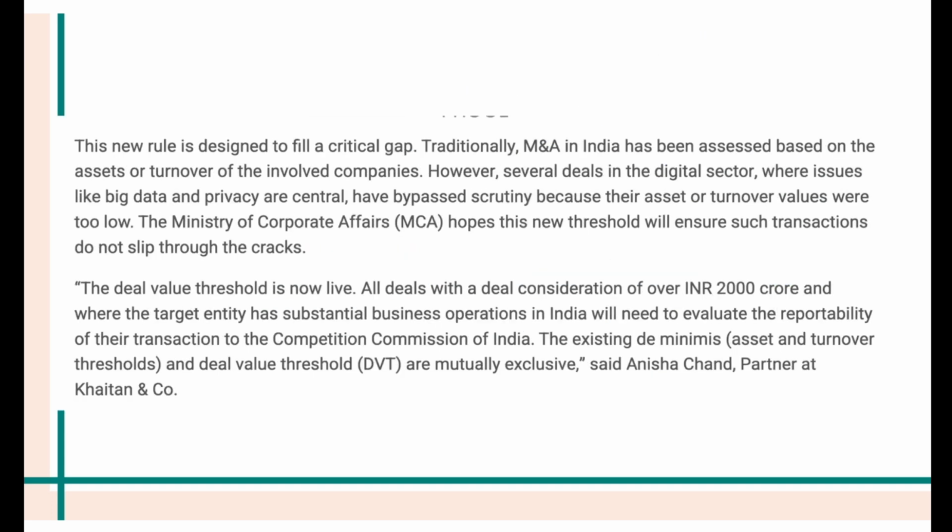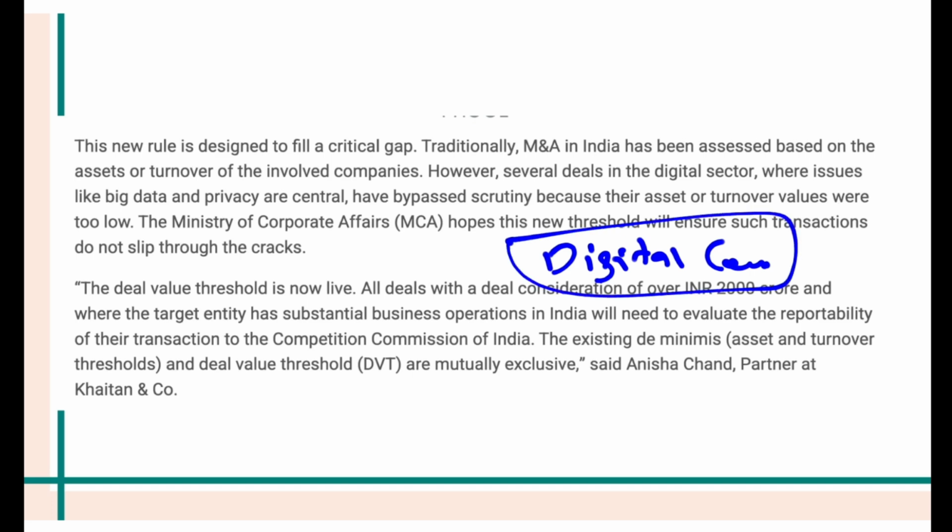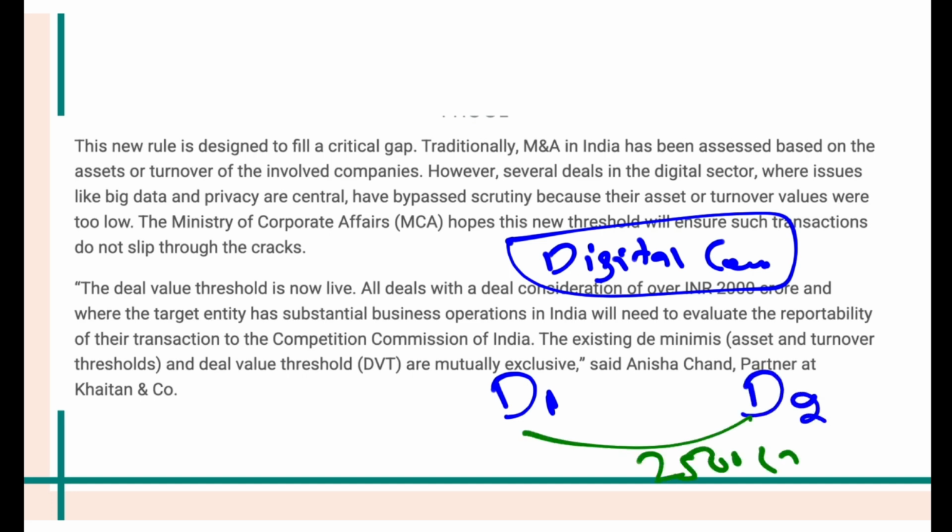Now, why has this been done? Because there are a lot of digital and technology companies that don't have any physical assets as such. But let's say there is a digital company, company 1, and a digital company, company 2, and this is a deal worth 2500 crore. So digital company 1 is acquiring the second digital company for 2500 crore. So permission needs to be taken from the Competition Commission of India.